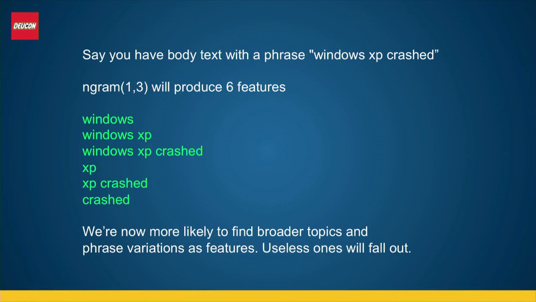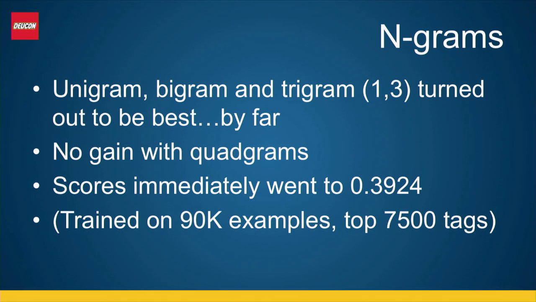Okay, so I mentioned ngram. Say you have a body text with the phrase Windows XP crashed. Ngram of 1 to 3 will produce 6 features. It'll go through and it'll break things into unigrams, bigrams, trigrams. So it'll come up with Windows XP crashed, XP crashed, crashed. Okay, those will all be features that we're going to learn on. And you can start to see that some of the semantic meaning is preserved in that. And if that occurs again and again and again, you get some higher level concepts that sort of start to correspond to tags. So we're going to find broader variation.